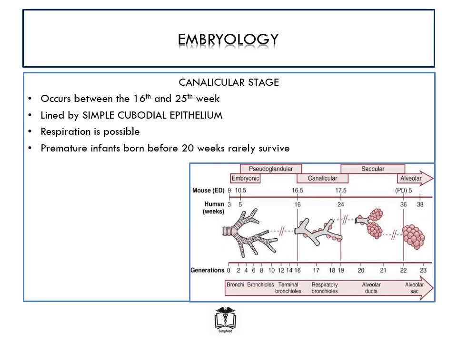Second stage is the canalicular stage. The canalicular stage occurs from the 16th week down to the 25th week. The epithelium of the lungs in this stage is made up of simple cuboidal epithelium. Respiration is possible. However, premature infants before the 20th week tend to rarely survive. So usually, once you start getting above 20 weeks, survival is possible.